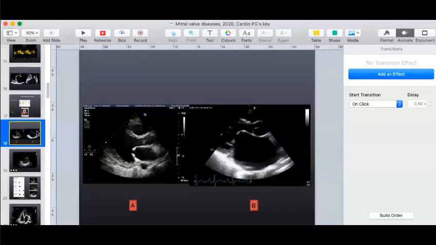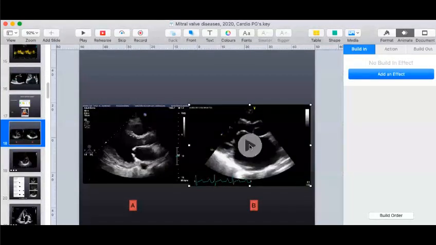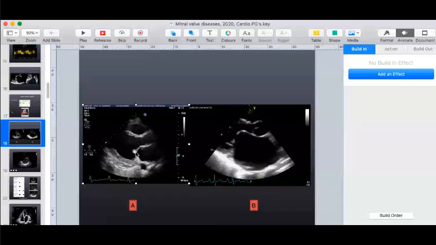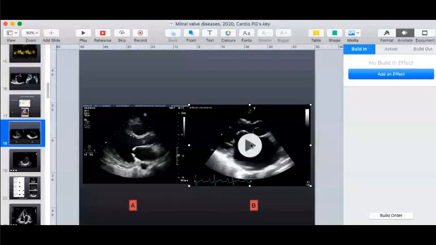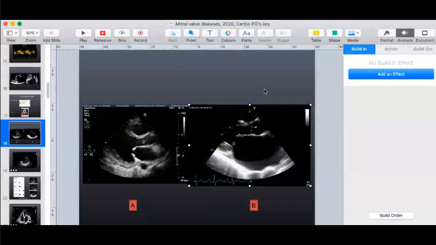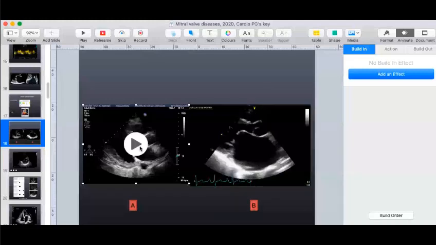Now, tell me what is the difference between this valve in image A and image B. So I'll show you image A. Watch closely. Just look at the mitral valve, nothing else. And now I'm going to run image B. So what is the difference between the two? Again, I'm going to do it. Image A and image B.